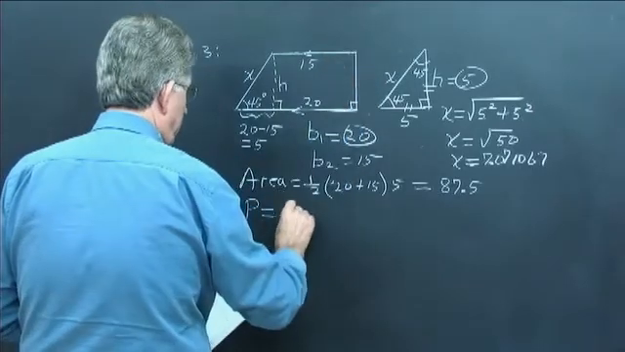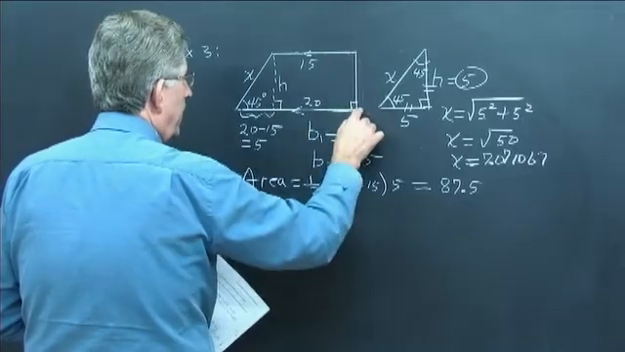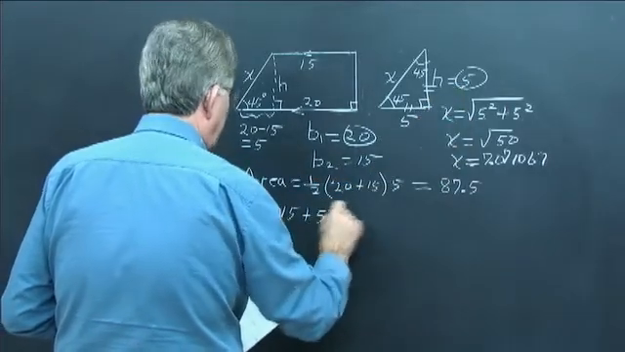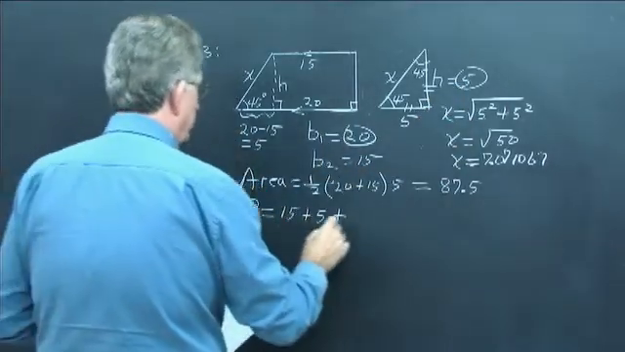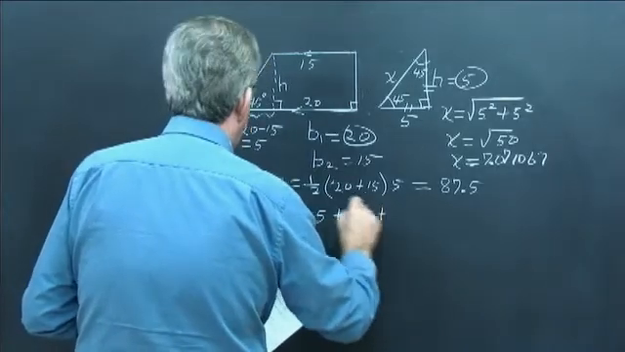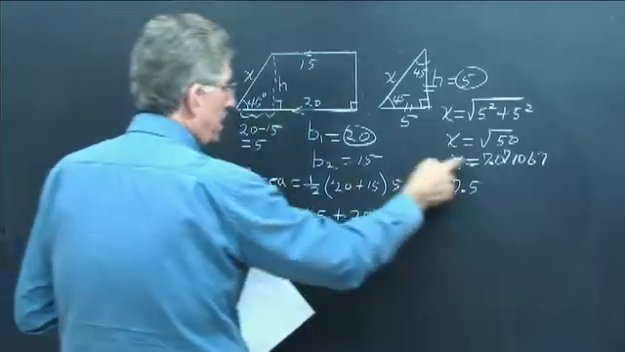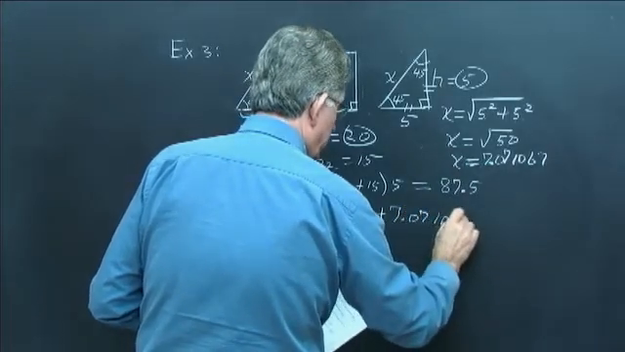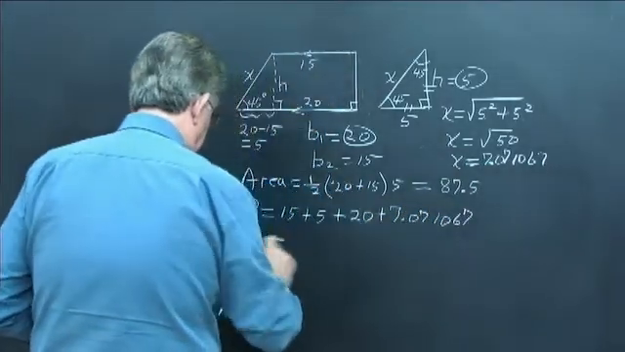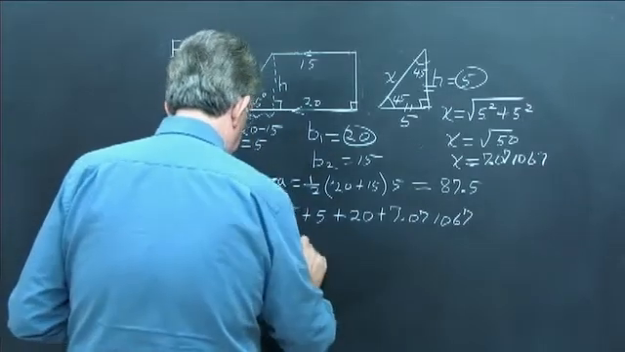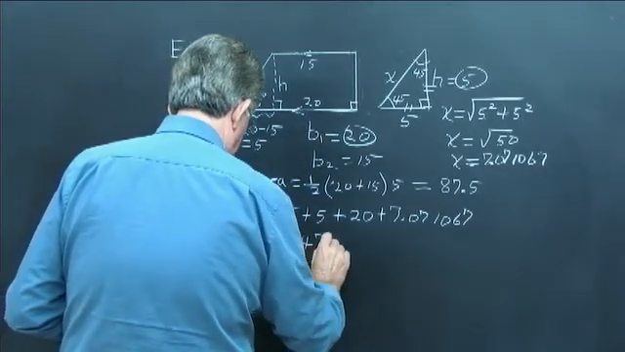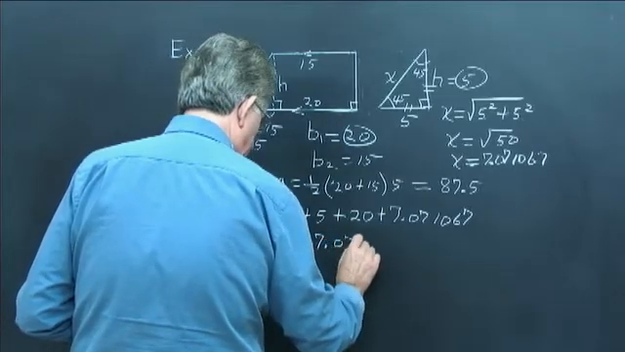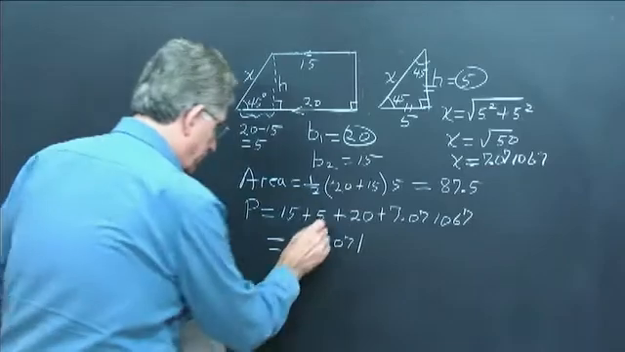Now the perimeter, well, we've got everything that we need to do the perimeter. There's 15. This side here is that H, which is 5. This side here is 20. And here's the weird side, X, is this number here, 7.071067. And all of that stuff added together, if we run that through a calculator, I think you'll get this, 47.071. Give it a try and see if that's what we get, okay?